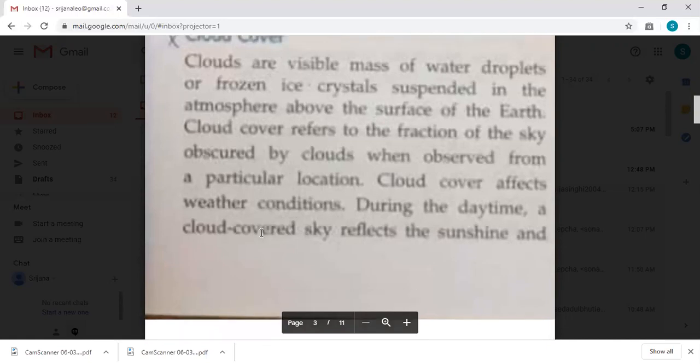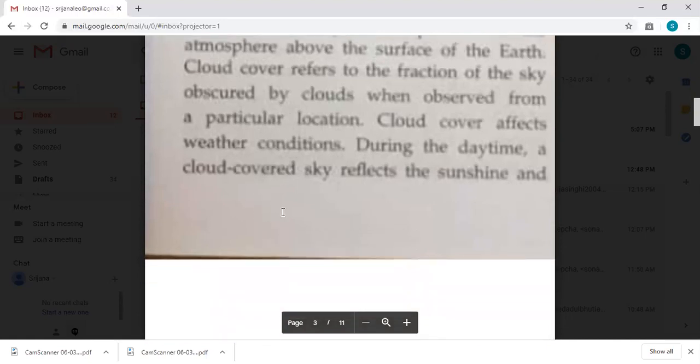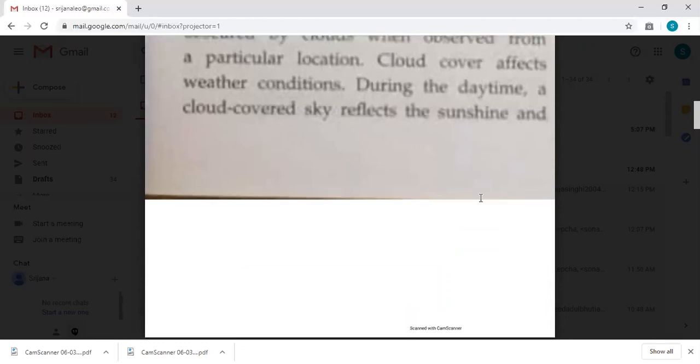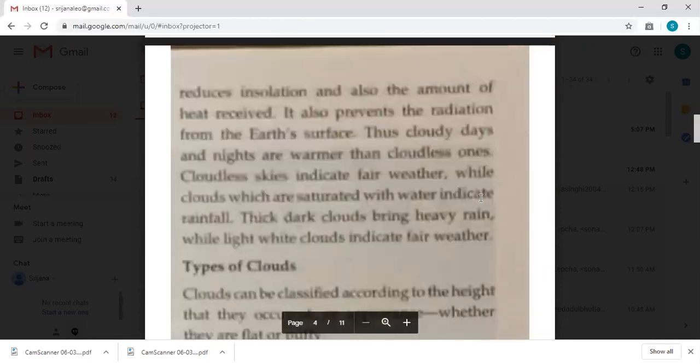All right. During the daytime, the covered sky reflects the sunlight, and during the night time, it reduces the insolation. Now, the very important role played by the cloud is that if it's a cloudy day, the temperature reduces, but if it's a cloudy night, then the temperature increases.